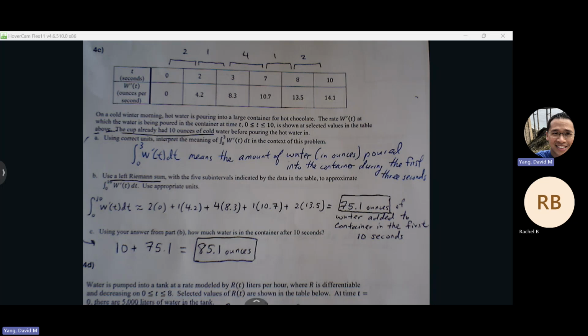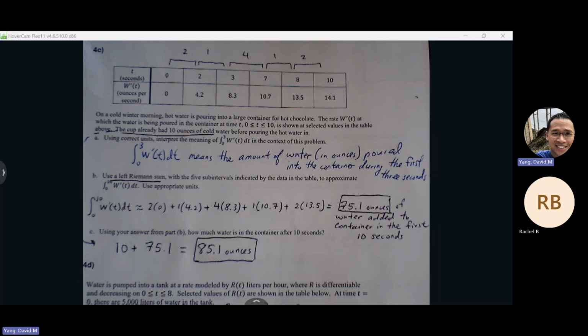Part A, using correct units, interpret the meaning of the definite integral from 0 to 3 of W prime. Well, we know W prime is in terms of ounces per second. And then if we take the antiderivative, we're going to have to involve multiplying our units, right? We're no longer going to be in terms of ounces per second. It's going to be ounces per second times seconds, basically stripping away the rates because we've accumulated the rate over that time period.